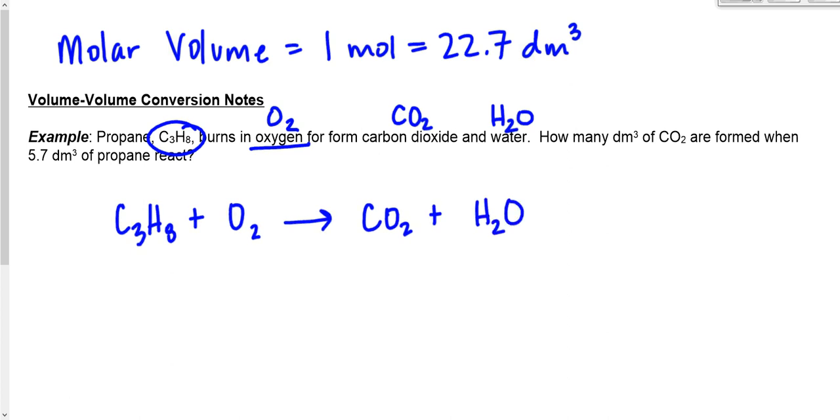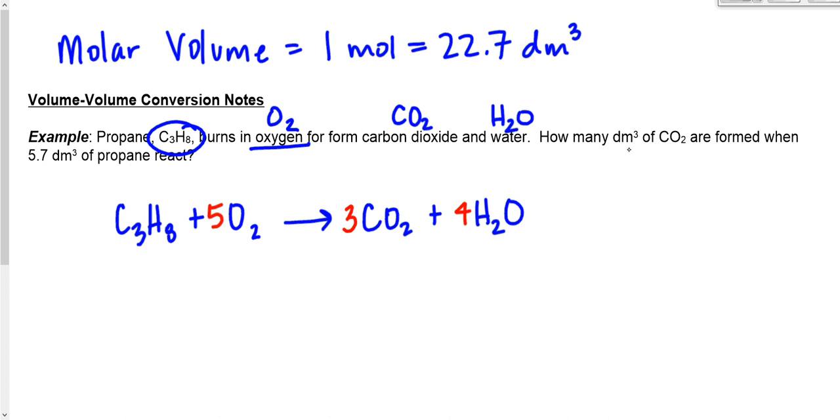To balance this, it's always good to do these alphabetically. So carbon first: I have 3 carbons on the reactant side, so I'll need a 3 on the product side. 8 hydrogens in the reactant, so in front of the water, I'm going to need a 4. So 4 times 2 is 8. Then I add up my oxygens. So 6 in the CO2, 3 times 2, plus 4 in the water gives me 10, so that means I need a 5 here.